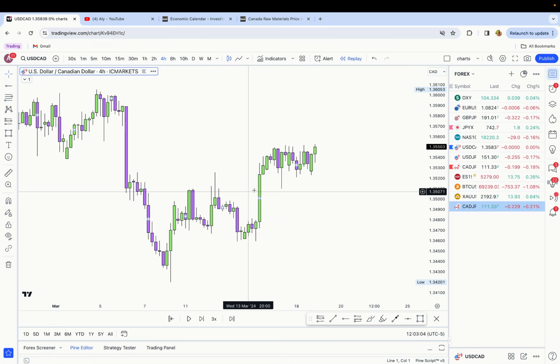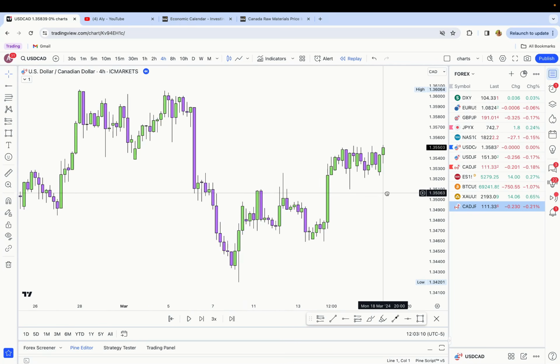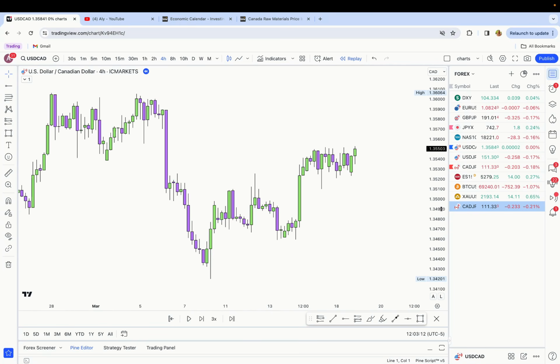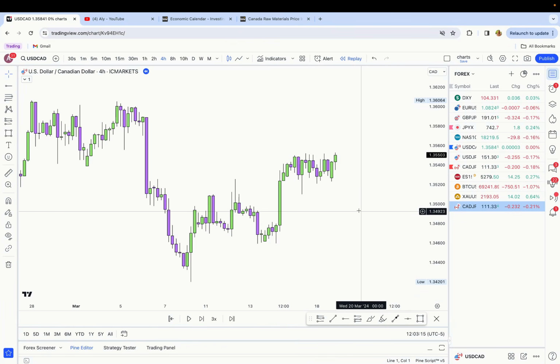Trust me. So looking at USD CAD, I chose a week where there were some fundamentals, and I'm just going to go through pure price action with you guys.